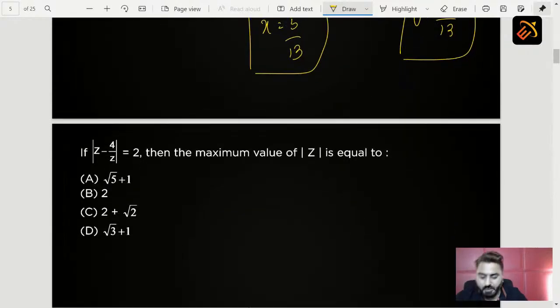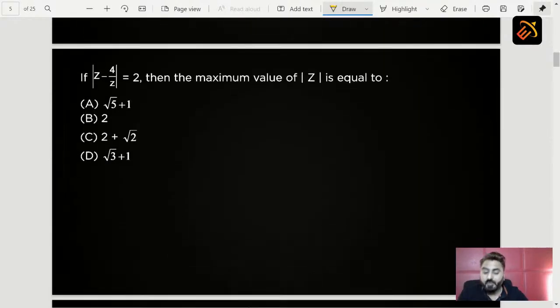Our next MCQ is: if |z − 4/z| = 2, then the maximum value of |z| is equal to what? और हमारे ऑप्शंस क्या है? तो हमारे ऑप्शंस है, ऑप्शन ए √5 + 1, ऑप्शन बी 2, ऑप्शन सी 2 + √2 एंड ऑप्शन डी √3 + 1.